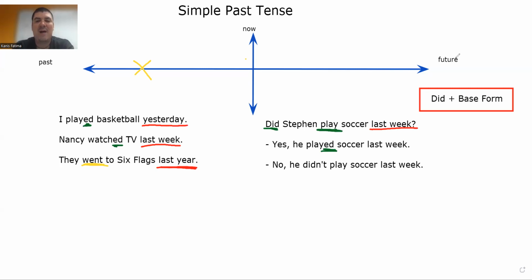Again, we're talking about past tense, so we use ed. Or, no, he didn't play, because we use the helping verb did. We use the base form of the verb, no ed.